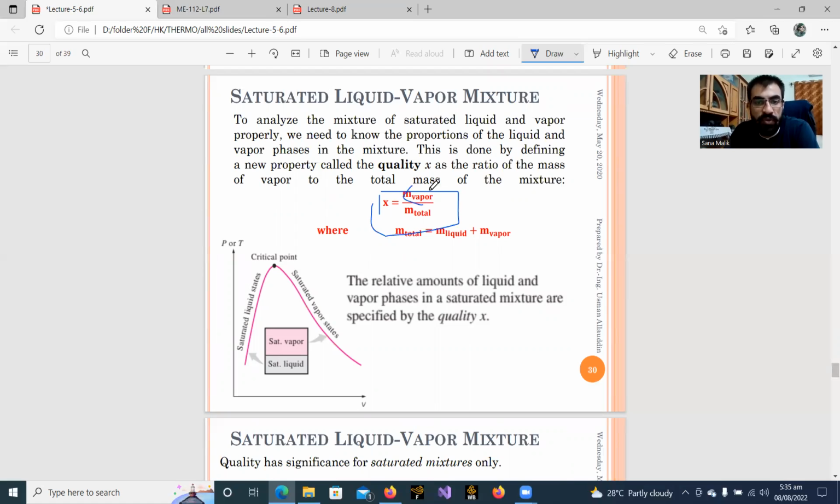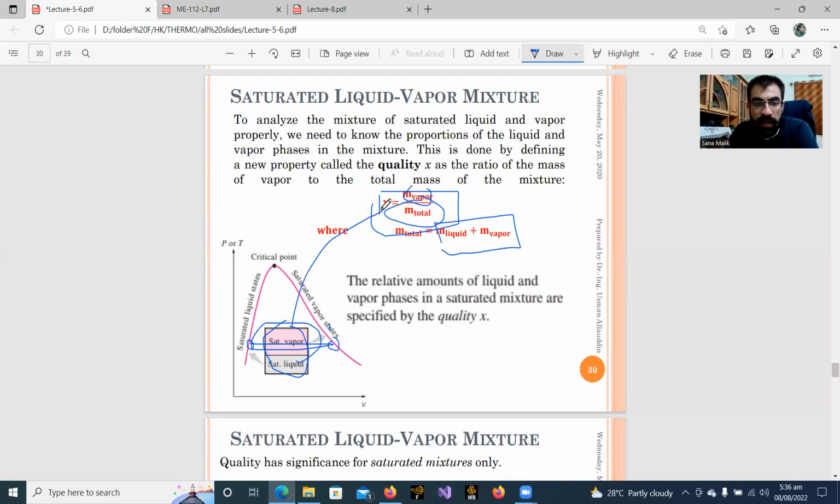Then there's a term called quality. It is basically the mass of vapor over the total mass. The total mass can be calculated as mass of liquid plus mass of vapor. The quality lies in between these two lines. Here is saturated liquid, where the quality is 0. Here the quality is at its maximum, which is 1. In between there is a wet region.